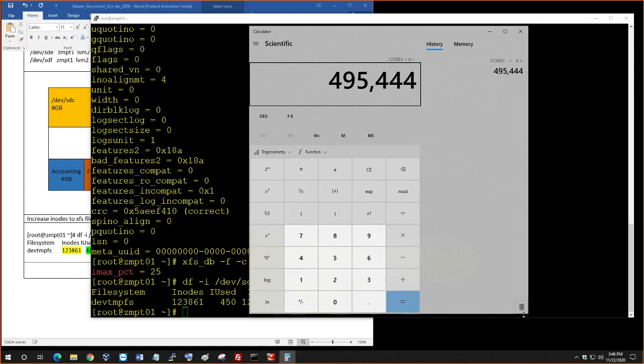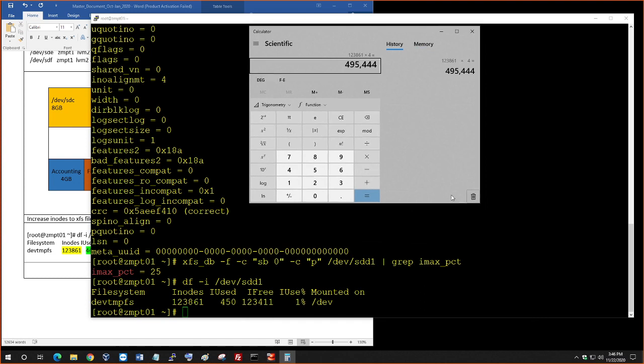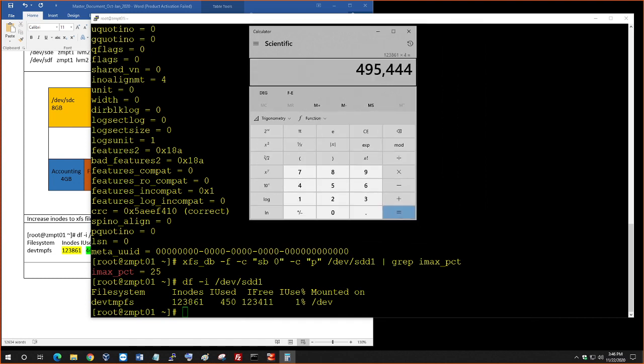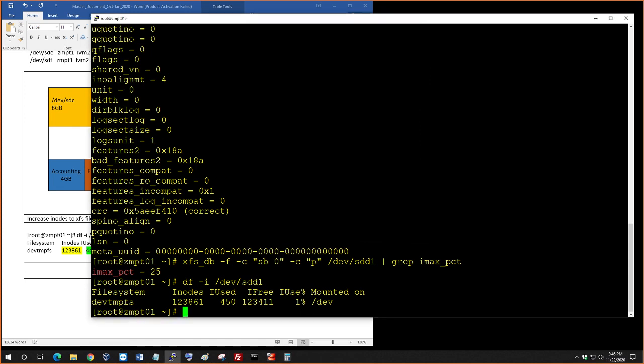/dev/sdd1, the maximum inodes you could have on an XFS file system is 485,000. But it randomly assigned 25% of the maximum it could allow. Okay? So I'm going to add some data in here.